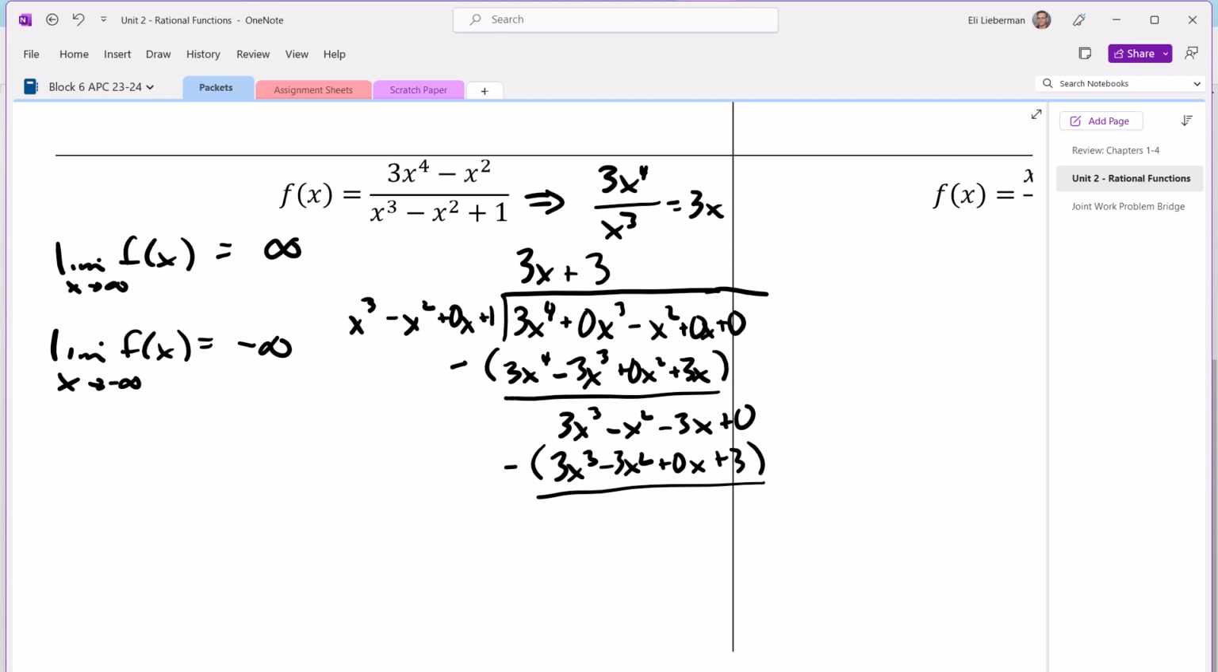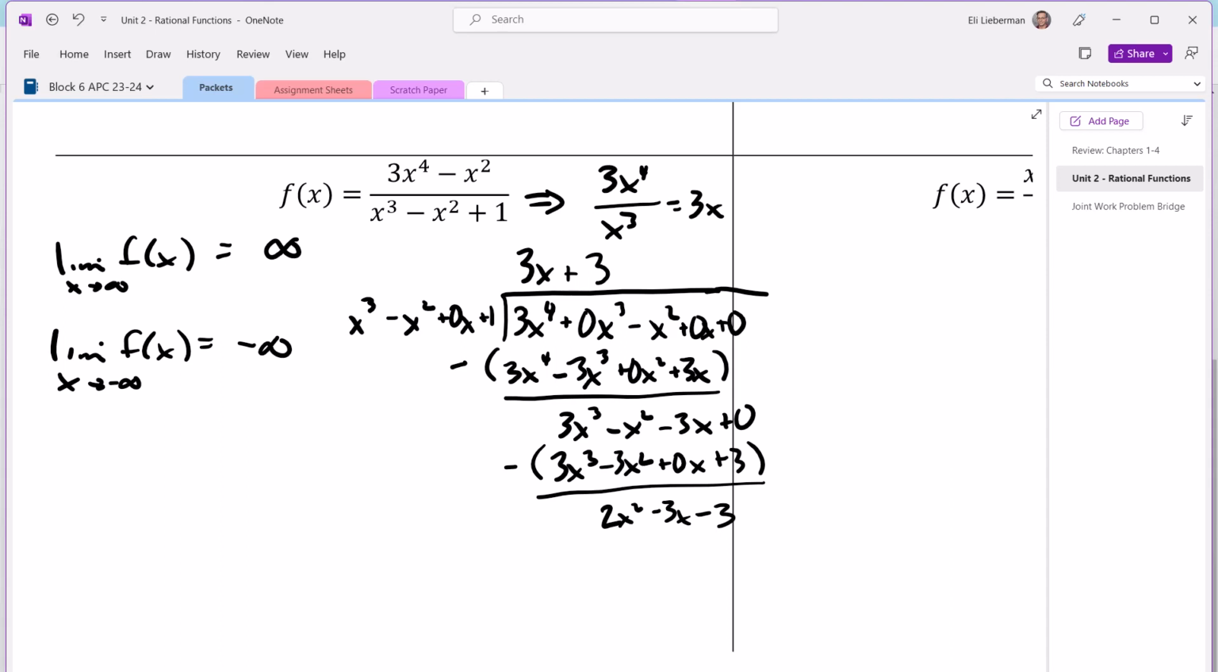Which results in 2x squared minus 3x minus 3. Be careful with this subtraction. Notice that what we have left is of a lesser degree. So this is called the remainder. What is this called? That's the quotient, the answer to it. So you just took 3x plus 3 and then in another parenthesis, multiply. Yeah, so let's see what this means.